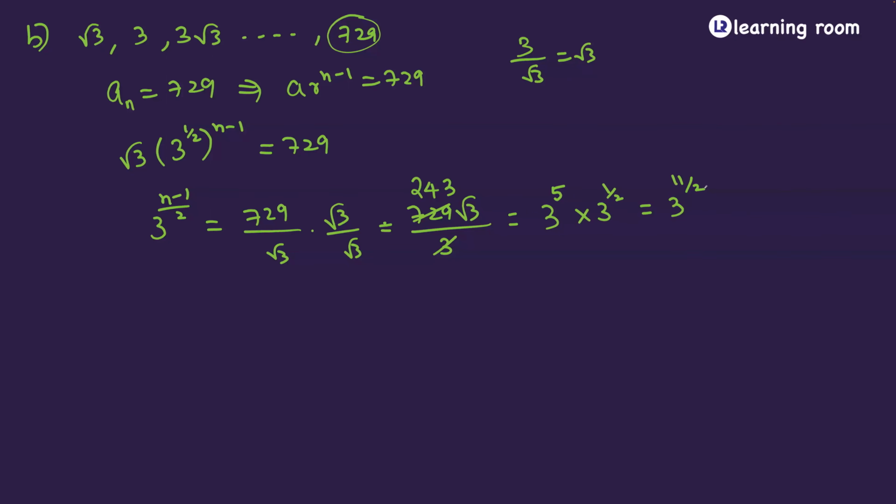So this clearly indicates 3 power (n minus 1) by 2 is equal to 3 power 11 by 2. So (n minus 1) by 2 will be equal to 11 by 2. 2 and 2 will get cancelled. That implies n is equal to 12. So it is going to be the 12th term in the sequence. Is that clear?